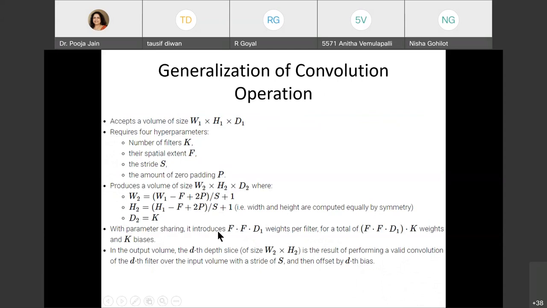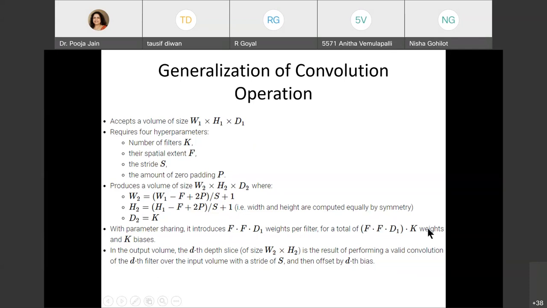Parameter sharing introduces how many weights? F cross F is there, and this F cross F filter is applied on which volume? On this volume. How many channels are there in this filter? D1 channels will be there. F cross F weights correspond to one channel, so F cross F cross D1 weights correspond to all the channels. These many weights are there per filter. How many filters are we applying? K such filters. That's why this entire expression is getting multiplied by K.